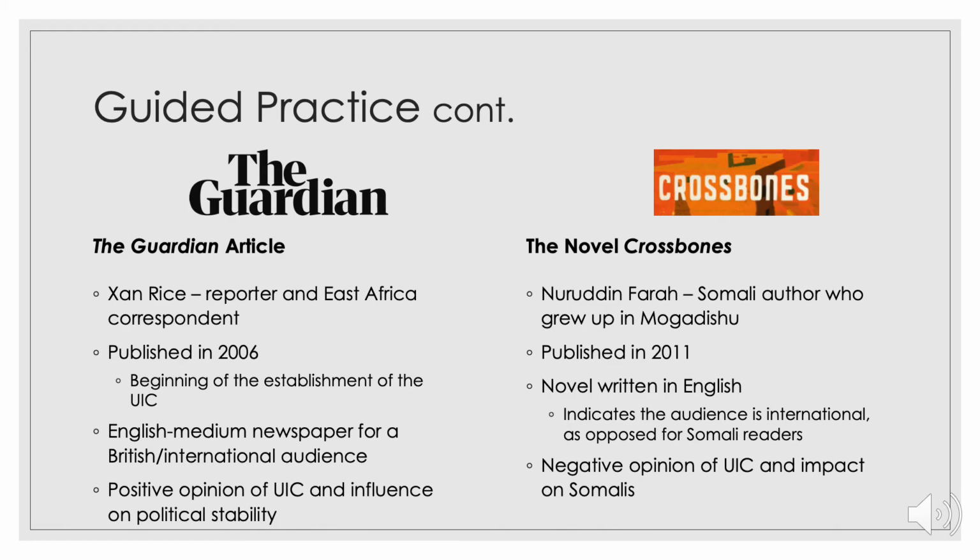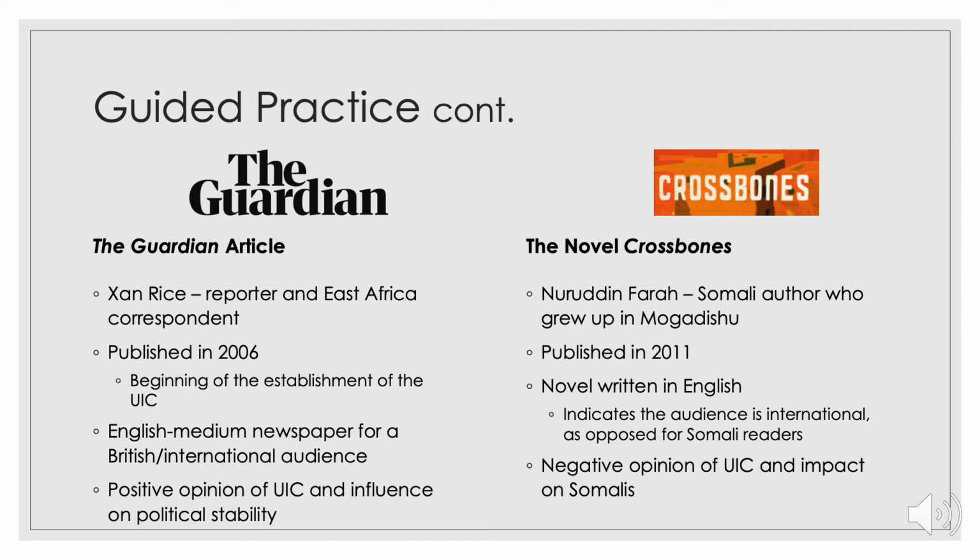Okay, now we're going to go through the context of each source and analyze the implications of their differing contexts. Let's start by looking at the author of each text. Nuruddin Farah is Somali and grew up in Mogadishu. Thus he is writing about his home in Crossbones. On the other hand, Rice writes as a reporter for The Guardian, and at the time he wrote the article, he was the newspaper's East African correspondent.